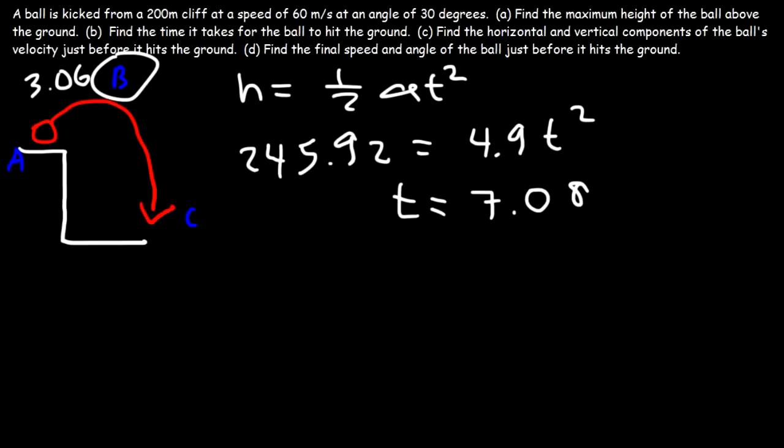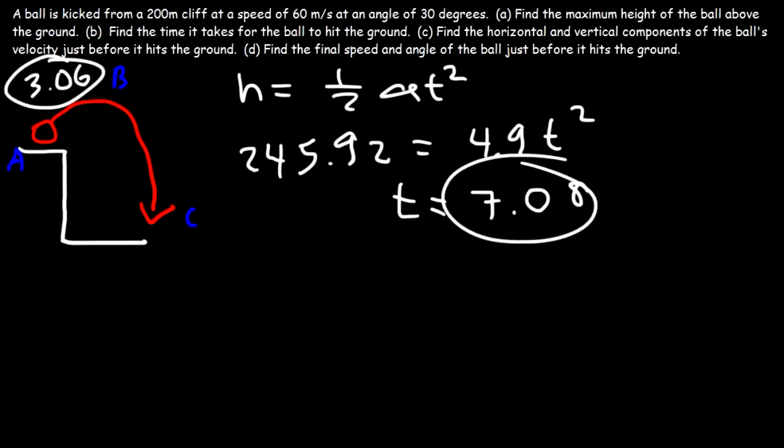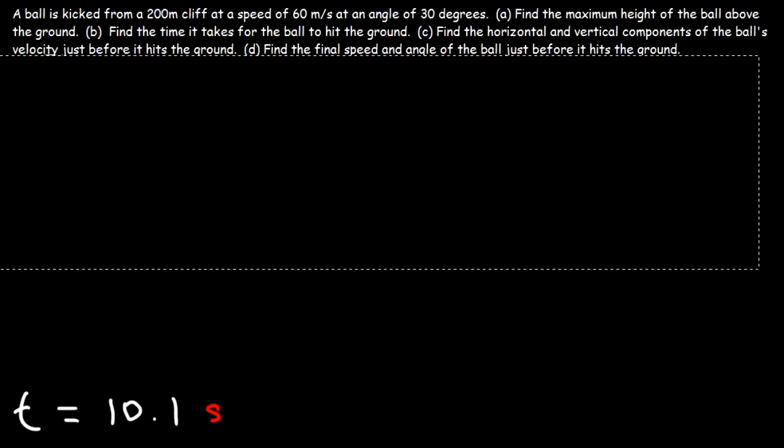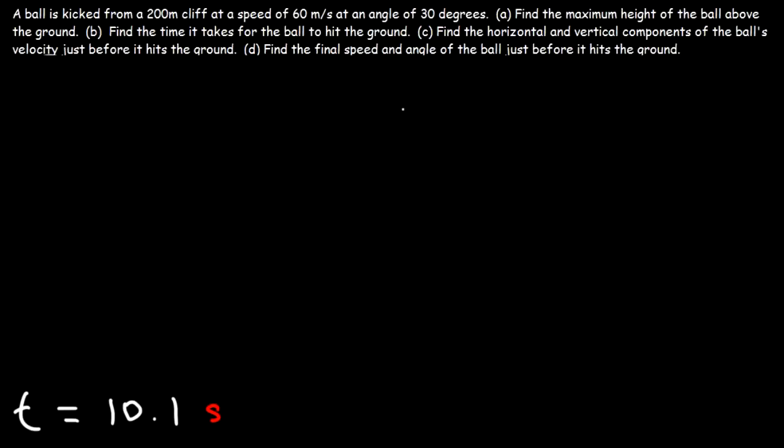So therefore, the total time it takes to hit the ground is the sum of these two values. So 3.06 plus 7.08, the total time is 10.1 seconds. Now, can you come up with another way in which we can get that same answer? The other way to get that same answer is by using the quadratic formula. So once you have the height of the ball at any time t, once you have this formula, you can use it to find the time it takes for it to hit the ground.